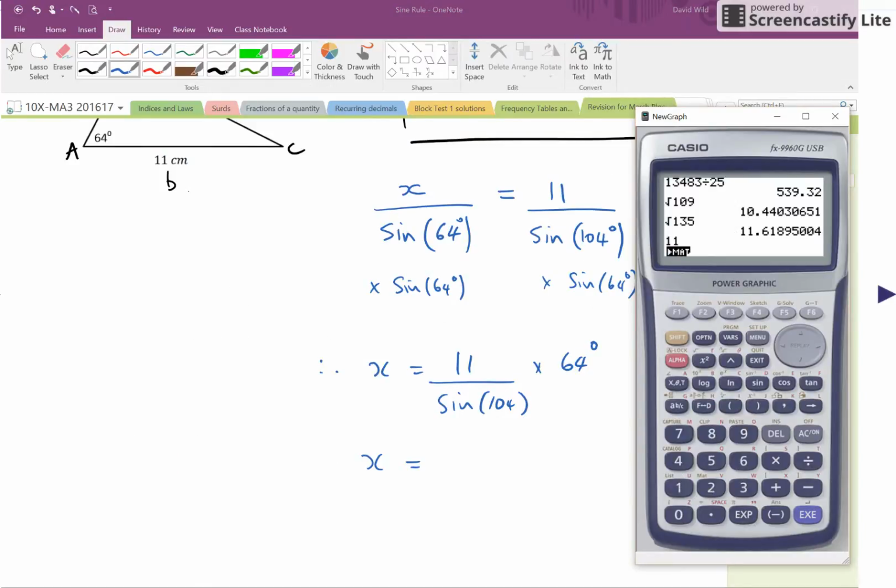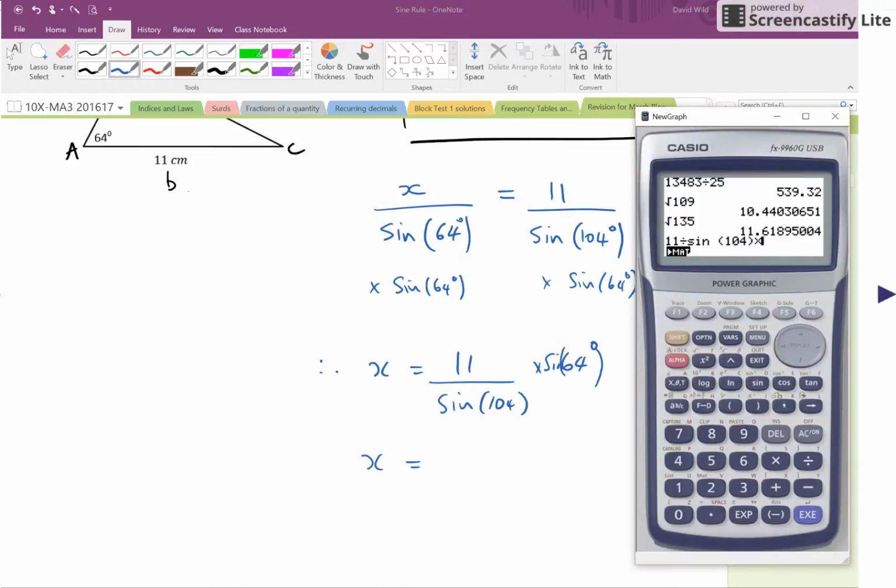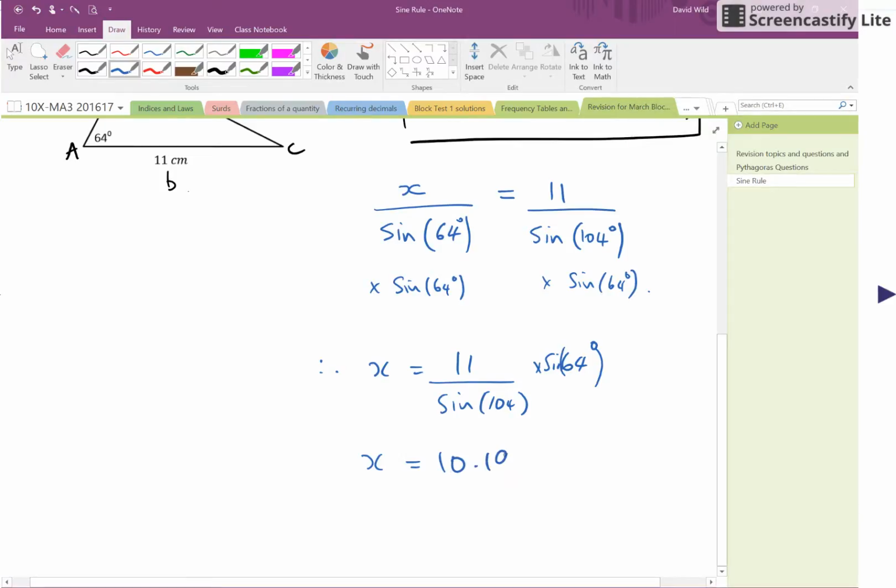So we have 11 divided by the sine of 104 degrees. Now I'm just checking that this calculator is in degrees, which it is, so that's fine. And I'm going to multiply that result by the sine of 64, beg your pardon, I should have written the sine of 64 there. Let's execute, and we get 10.19 to two decimal places. 10.19 centimeters to two decimal places.